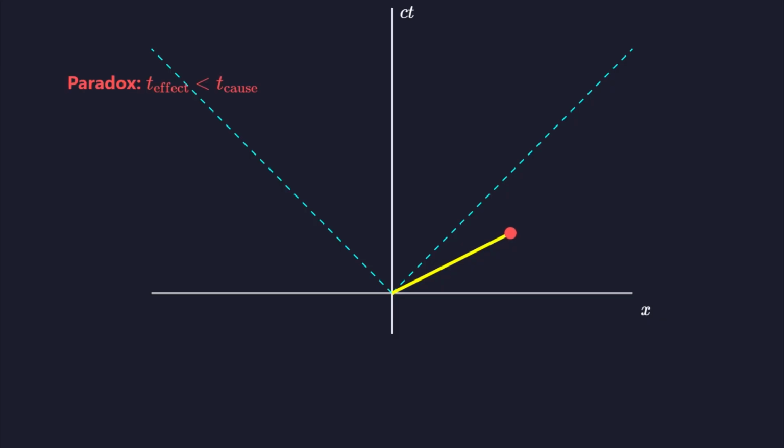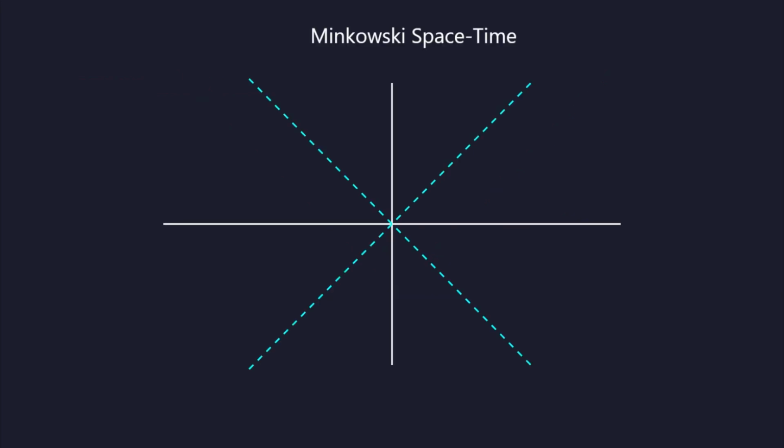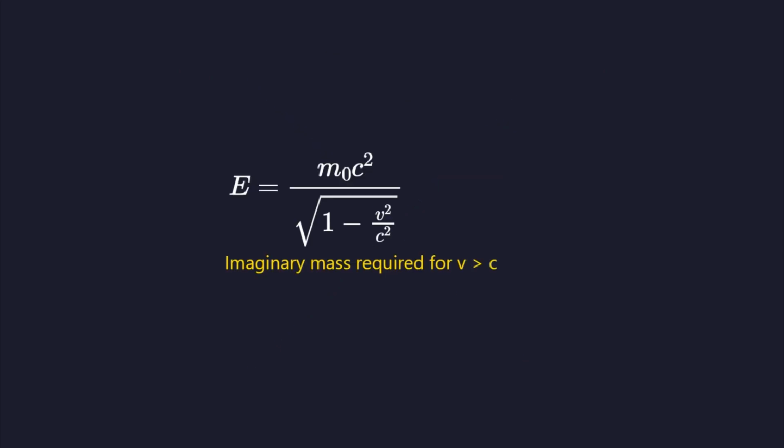If an object could exceed the speed of light, it would move backward in time in some reference frames. This would create causal paradoxes, where an effect happens before its cause. The speed of light asymptote preserves the logic of the universe.